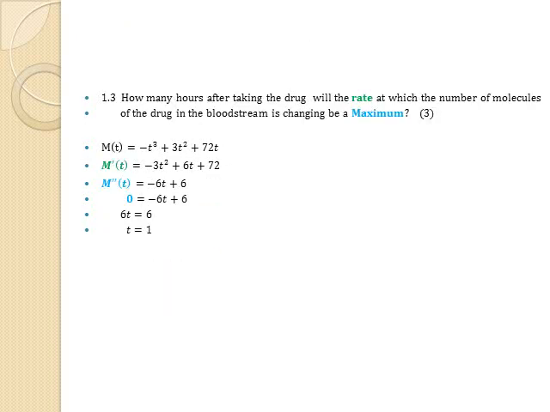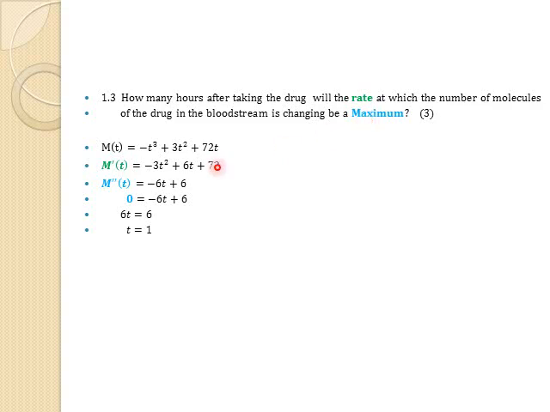We find the next question: how many hours after taking the drug will the rate at which the number of molecules of the drug in the bloodstream is changing be a maximum? So they want to know when the rate will be a maximum. So rate is first derivative, maximum I'll have to find the second derivative. So first derivative, 3 times negative 1, negative 3T squared, 2 times 3 gives me 6T plus 72.